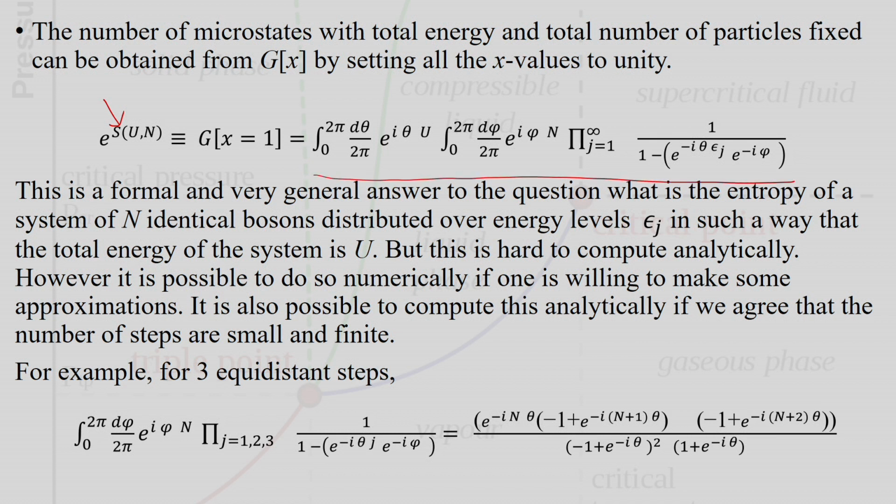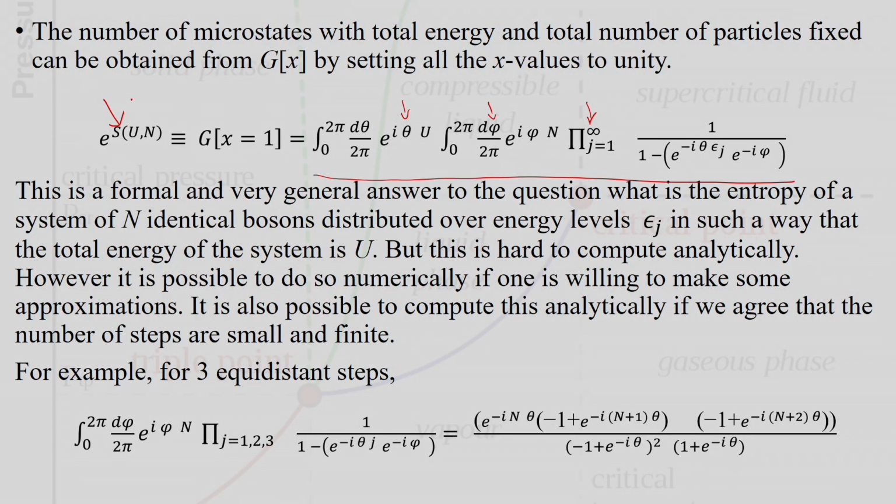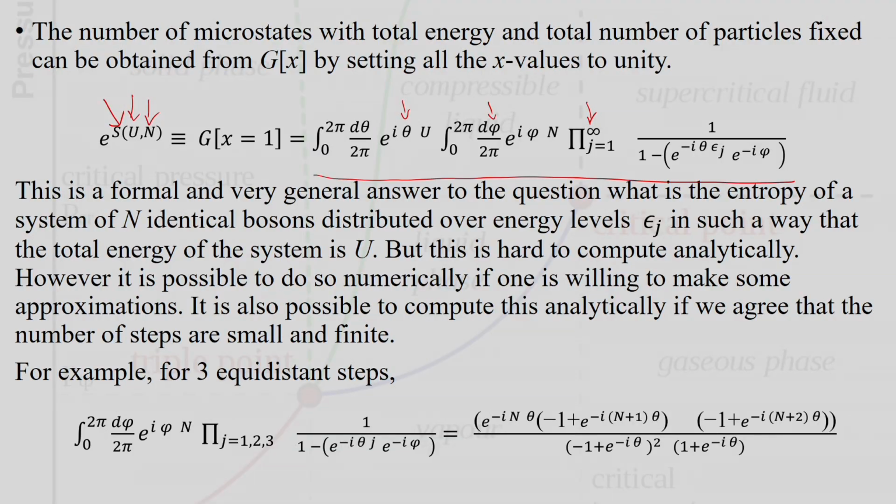If I am successful in doing this integration over theta and over phi, and of course, I am able to do this product properly, then I am all done. This is a brilliant way of counting how many microstates there are, consistent with the constraint that the total energy is U and the total number of particles is N, without having to explicitly list all the possible solutions of those Diophantine equations. It is a very clever way of analytically counting how many solutions there are. All right, so now how do I convince you of the correctness of this?